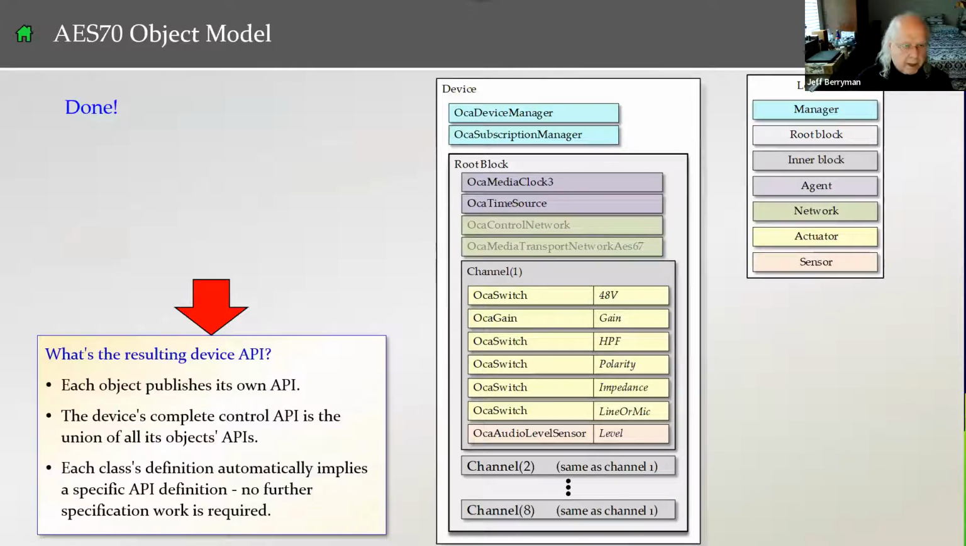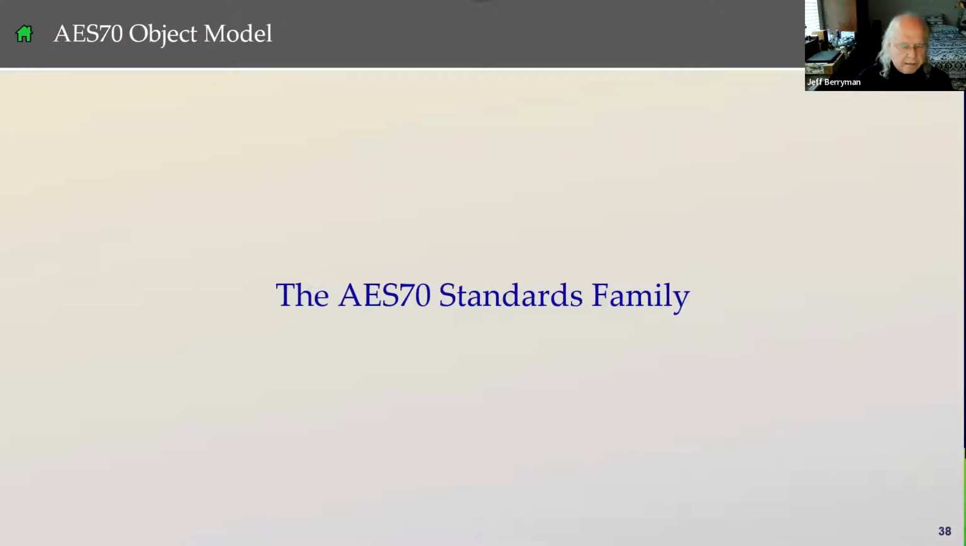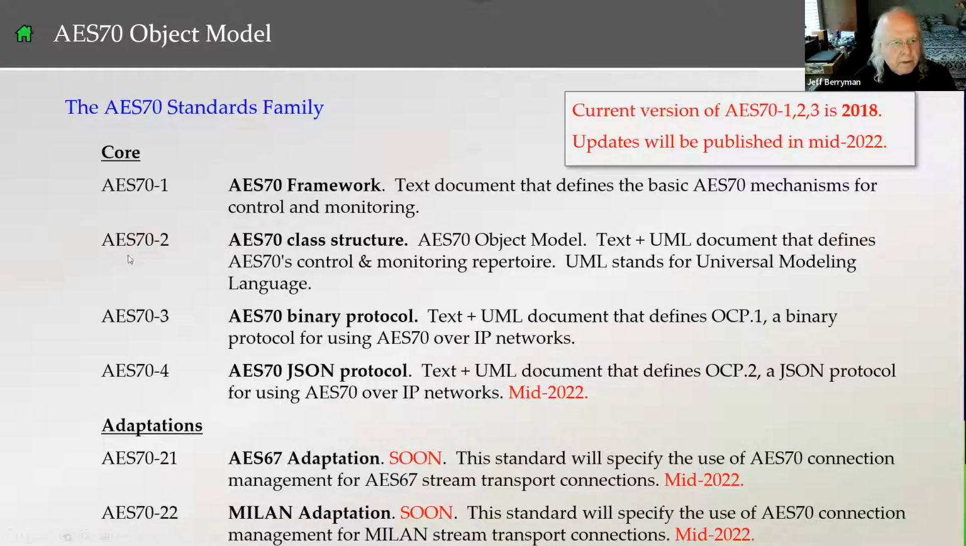Now I'm going to give you a little more background on things. First of all, what is the Aes70 standards family? Well, it's about to get bigger, and I wanted to give you just a little idea of that. These are the AES standards that are either existing and about to be updated, or new, or about to be released. So Aes70-1 is the Aes70 framework. It's a text document, defines the basic Aes70 mechanisms. It's about 60 pages.